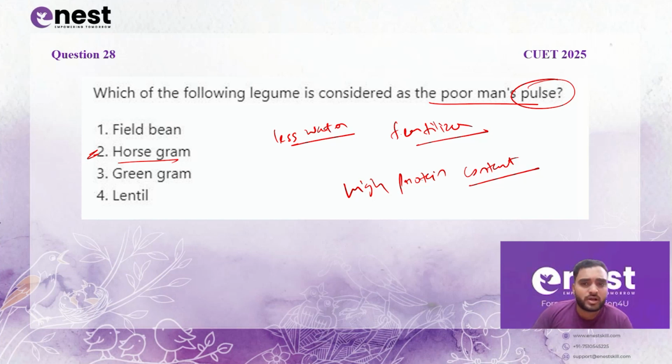So a person who is poor may not be able to contribute a lot to the field, and he is highly dependent on the growth of the fodder which he is growing on the field. So horse gram is known as your poor man's pulse because it provides cheap protein to low income population, and that is why it has earned its name.